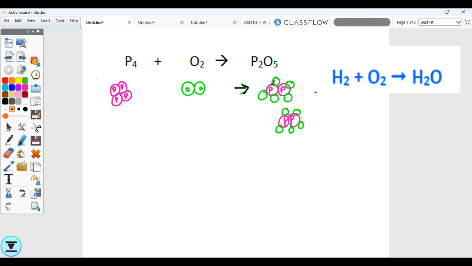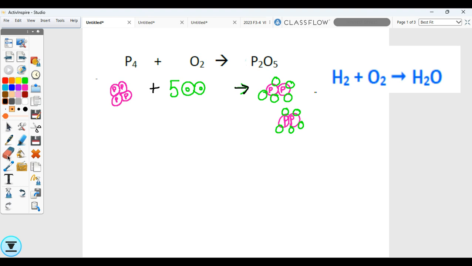Now my P's are sorted. I've got 2, 4, I've got 4 here, so the P's are happy. But now I need to count my oxygen. There's 1, 2, 3, 4, 5, 6, 7, 8, 9, 10 on this side. And if there's 10 on this side, that means I'm going to need 5 of these to make it 10 on this side as well. And I think it's balanced. I thought it was a little bit more complicated than that, but let's see. Is it balanced? It is, yeah.